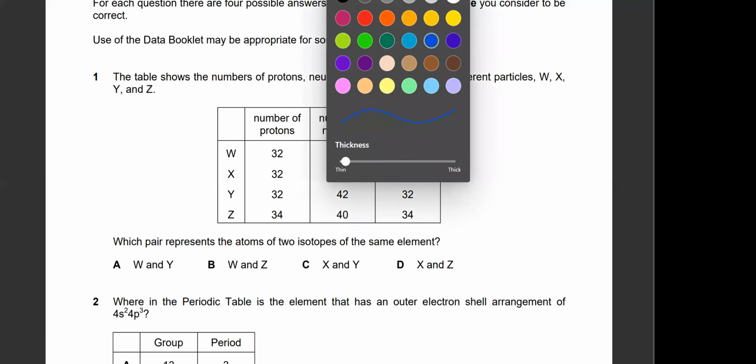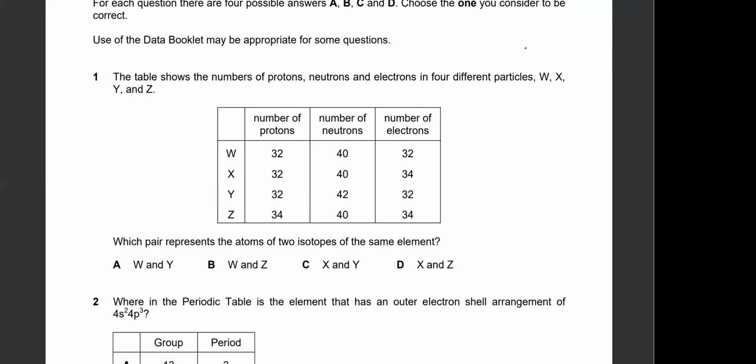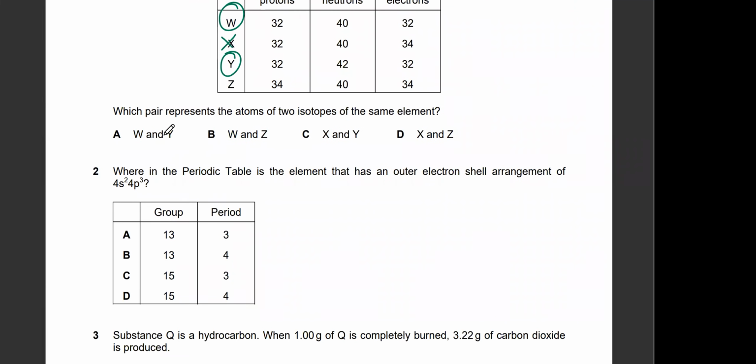A. W and Y. X could also be, but X is not an atom, it's a negative ion. Otherwise X is also an isotope of the two, but same number of protons. No, X is not an isotope actually. Forget that.